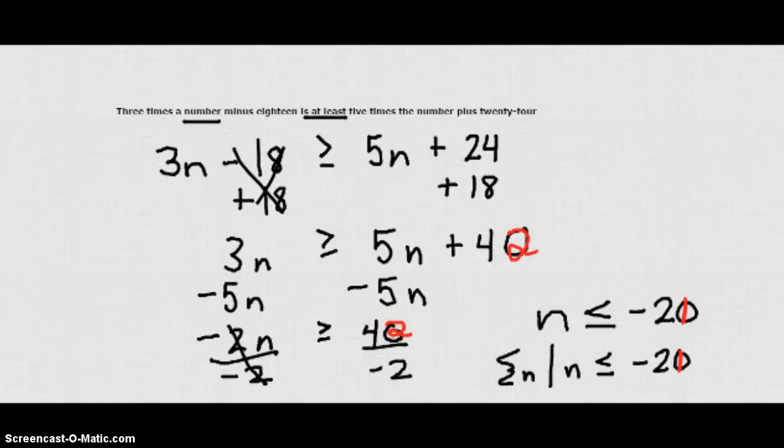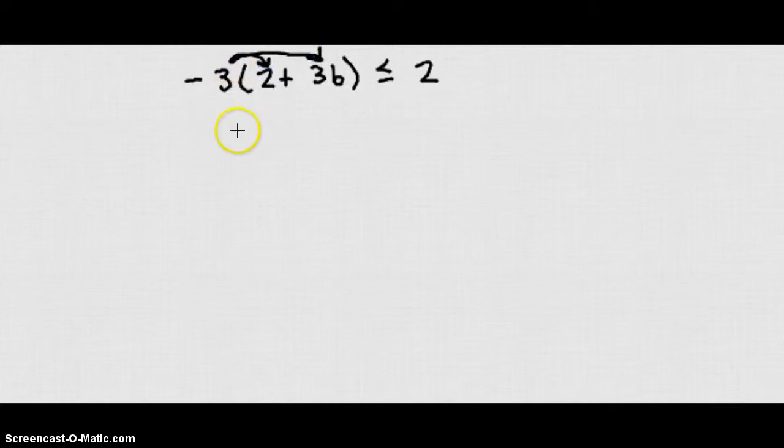Sorry about that. Alright, moving forward, let's say we have negative 3 times the quantity 2 plus 3b is less than or equal to 2. So we'll go ahead and distribute this negative 3. We're going to get negative 6 plus negative 9b is less than or equal to 2.